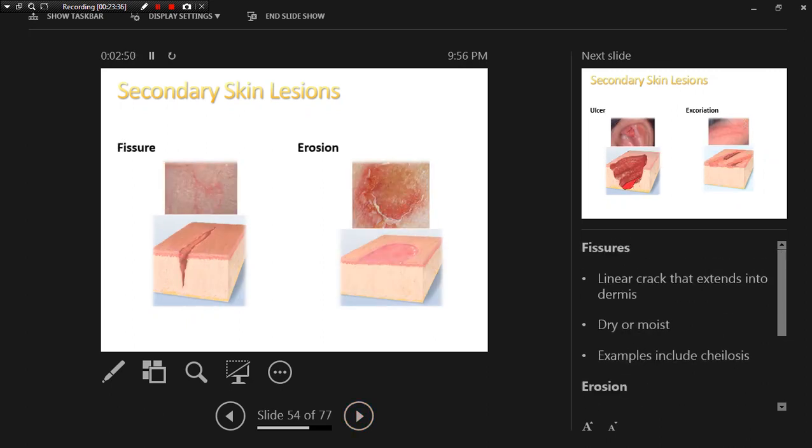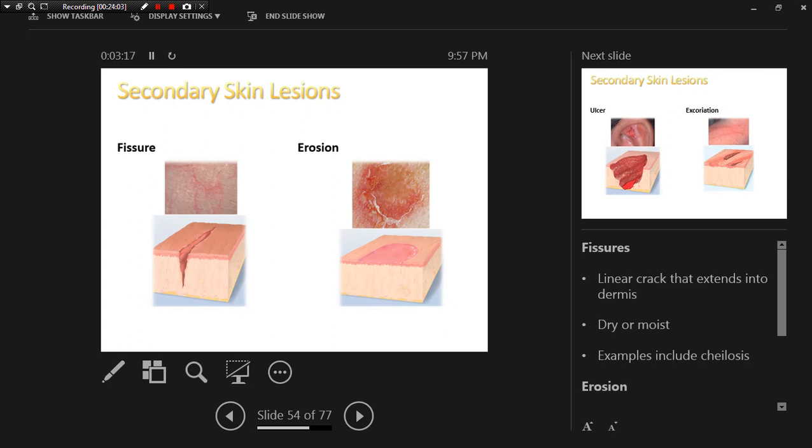And then fissures, we know it's a linear crack that extends down into the dermis. It can be dry or moist. And we know that this can be related to cheilosis or cheilitis, where there's inflammation and cracked lips. It could be from dryness. But we can also see fissures in patients' skin in certain locations where there's been a lot of irritation and maybe incontinence. So we might see the breakdown of skin that way.